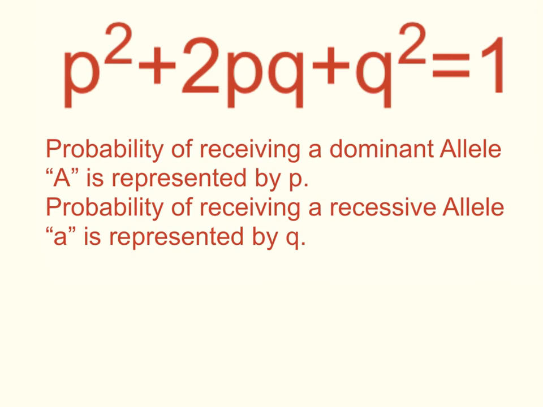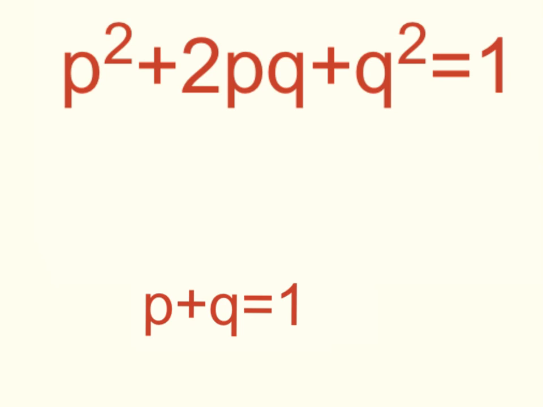P is the probability of receiving a dominant allele, big A, and Q is the probability of receiving a recessive allele, the little a. So we can easily see that P plus Q, the probability of receiving a big A plus the probability of receiving a little a, would equal 1. This equation, along with some others, is going to be very important in answering these Hardy Weinberg questions. So let's look at the other equations.